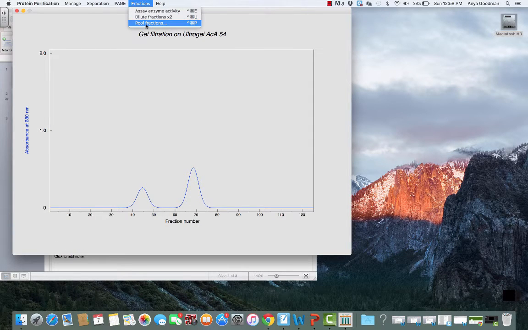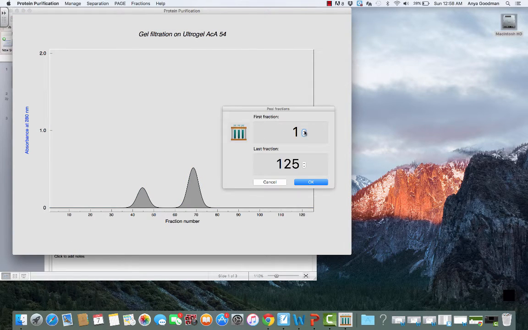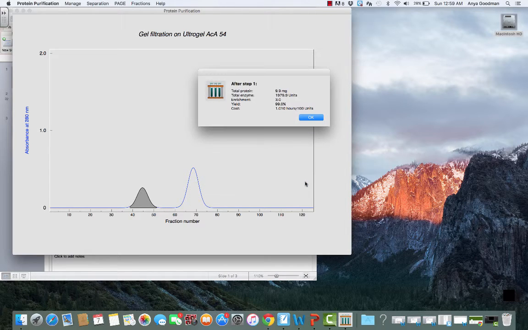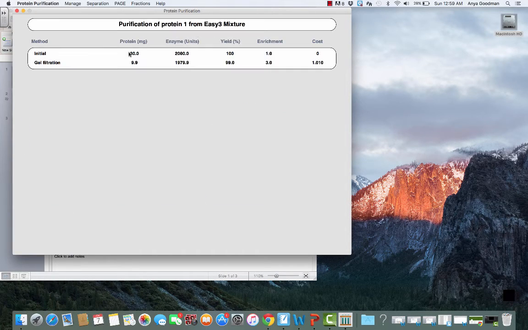So we can now pull fractions 39 through 51. All right. So what we can see is the protein amount got reduced by 2/3, down to about 10 mg. Right? But the enzyme units are nearly all recovered, 99% yield. So the fold enrichment here is 3-fold. That's pretty good. Next, we're going to try doing this for protein 2.